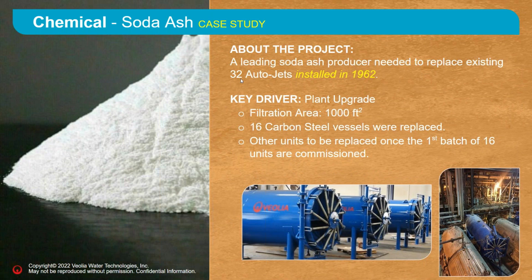This is a project that is ongoing. We had 32 Auto-Jet filters installed for this soda ash producer back in 1962, and they're doing a full plant upgrade. So half of those, 16 of the carbon steel vessels, were replaced with stainless steel, and each of the vessels is about 1,000 square feet Auto-Jet vessels. And once these are commissioned, we're going to replace the rest of the filters as well.